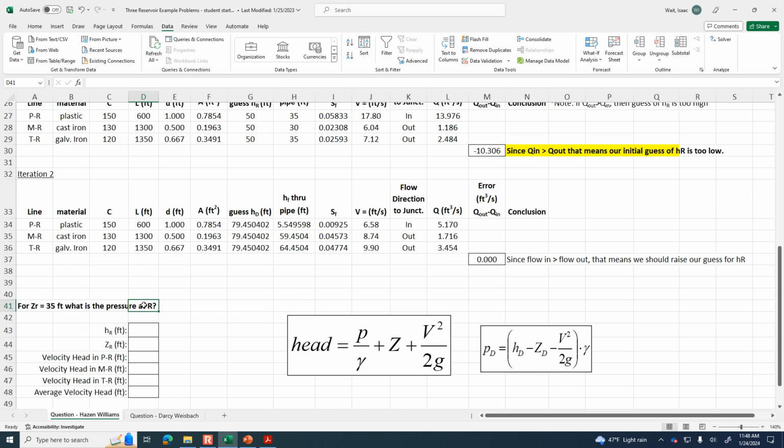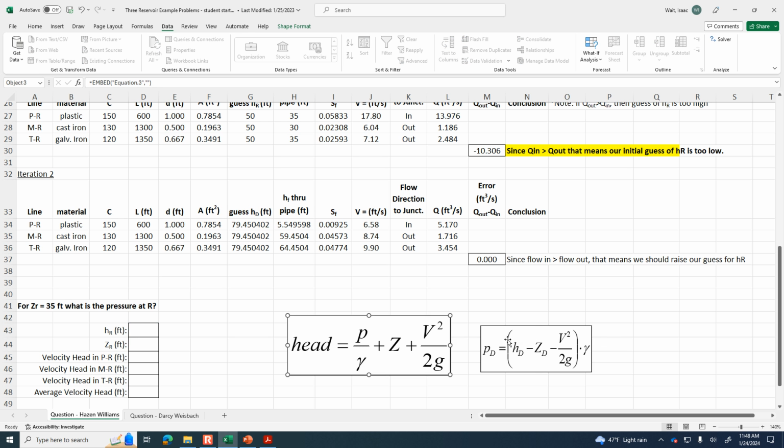Now, what about the pressure at R? If these are the flow rates, by the way, does in equal out now? Yeah, in equals out. So that's one indicator of convergence, that flow in equals flow out. Our C values aren't changing because we're using the Hazen-Williams equation, but that would be the other indicator of convergence. So let's calculate the pressure at R.